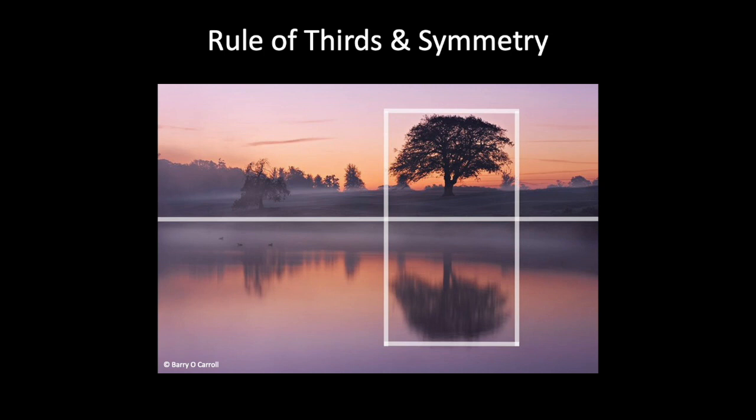The tree is positioned off-center to the right of the frame, but the perfectly still water of the lake provides the symmetry on the horizontal axis. A symmetrical shot with strong composition and a good point of interest can lead to a striking image, but without a strong point of interest, it can be a little predictable. Here the tree serves as a good point of interest.